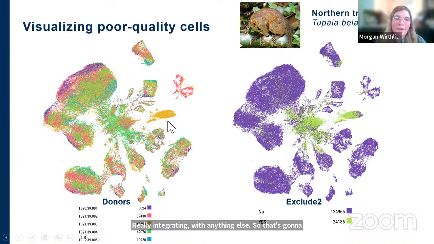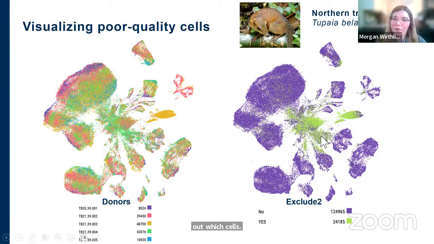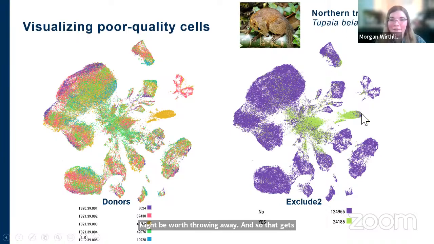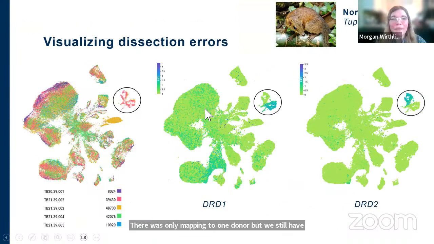We then do different ways of visualizing poor quality cells that we want to remove. Exclude2 is just one feature we can look at, looking at gene counts, the doublet scores, things like that, to try to figure out which cells might be worth throwing away. And so that gets rid of this splatter cluster in the middle, and also this spurious cluster over here that was only mapping to one donor, but we still have this funny thing coming mainly from one donor over here.